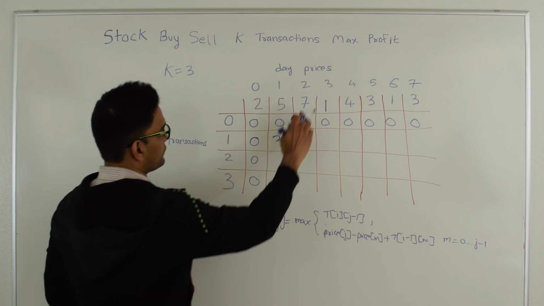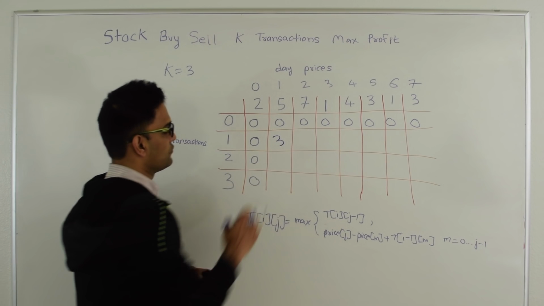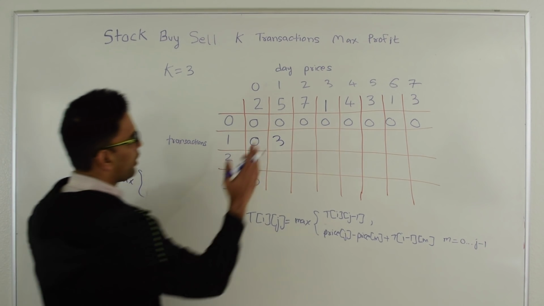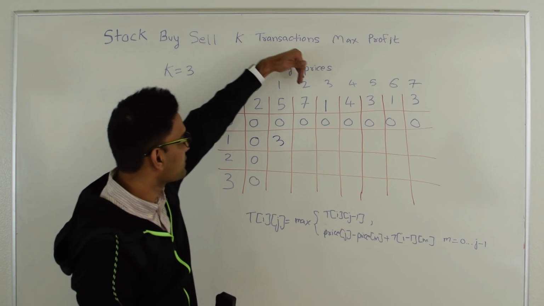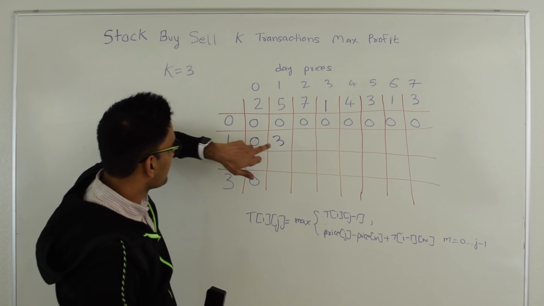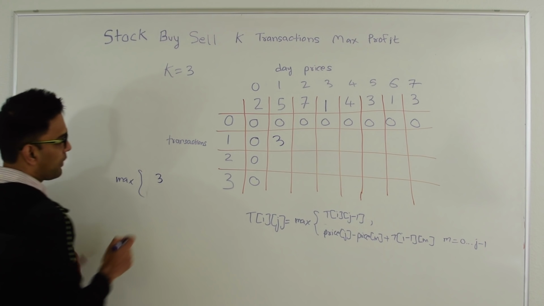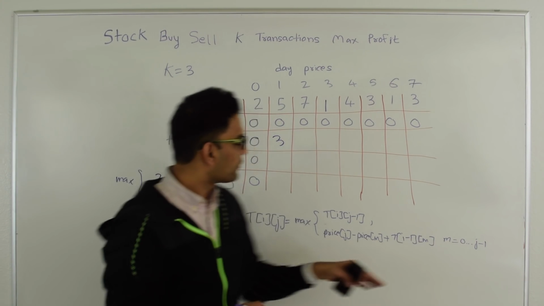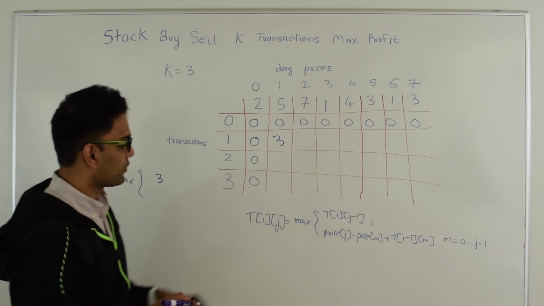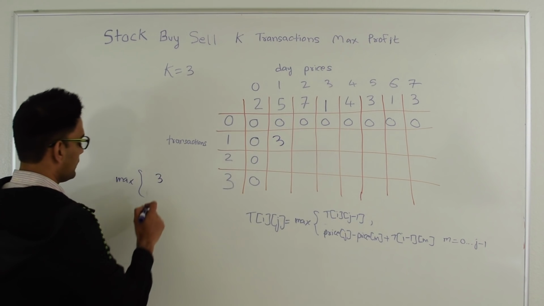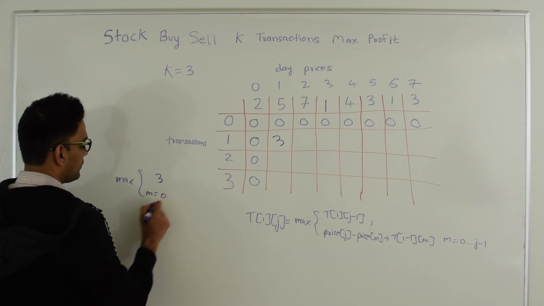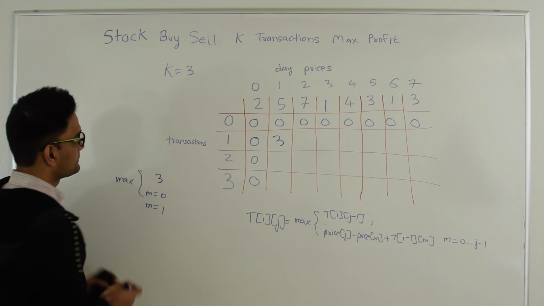Let's move on to one transaction and day 2. Again, what is the best you can do by not transacting at all on day 2? That is 3. Or trying M going from 0 till j minus 1, so M going from 0 to 1. So either M equal to 0 or M equal to 1.